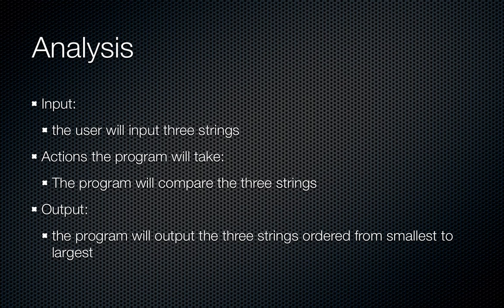And the action that the software will need to take is to decide which of those 3 strings is the smallest, which one is the middle, which one is the largest. And the output that this software needs to display is to inform the user of the decision the software came up with. In other words, to tell the user, of the 3 strings that you entered, this one is the smallest, this one is the middle, and this one is the largest.